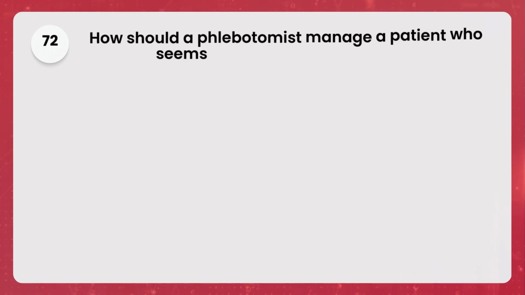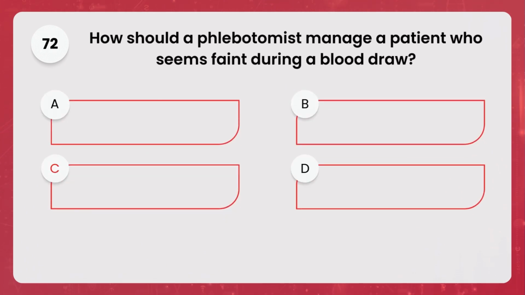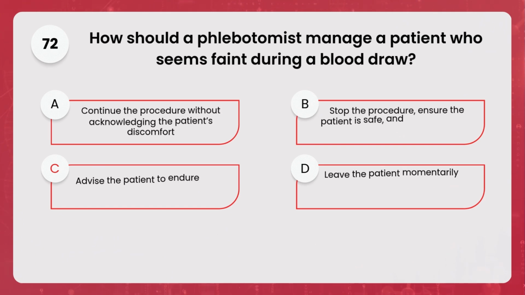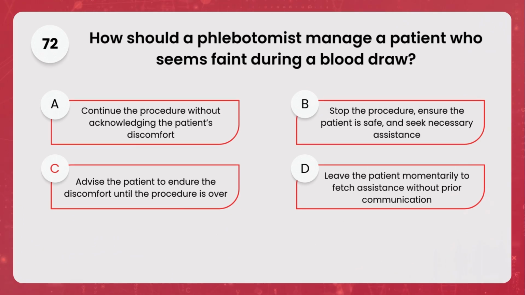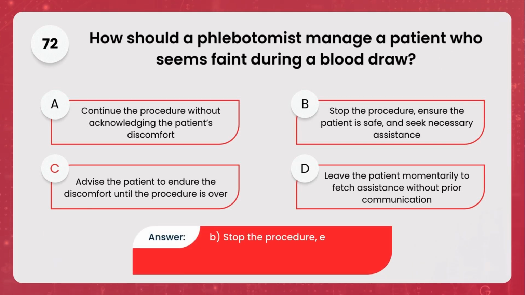Number 72. How should a phlebotomist manage a patient who seems faint during a blood draw? A. Continue the procedure without acknowledging the patient's discomfort. B. Stop the procedure, ensure the patient is safe, and seek necessary assistance. C. Advise the patient to endure the discomfort until the procedure is over. D. Leave the patient momentarily to fetch assistance without prior communication. The answer is B. Stop the procedure, ensure the patient is safe, and seek medical assistance.